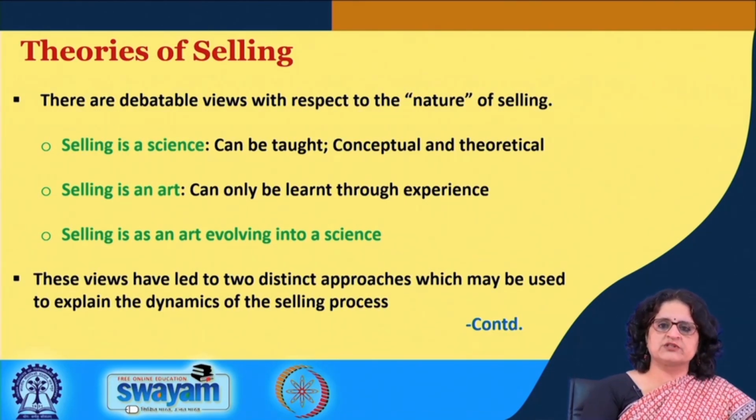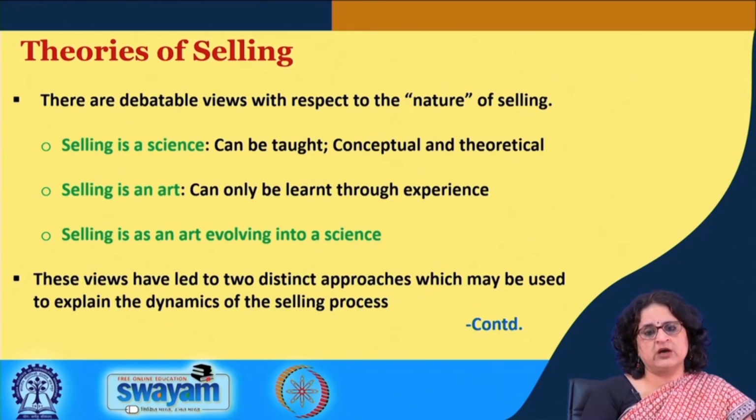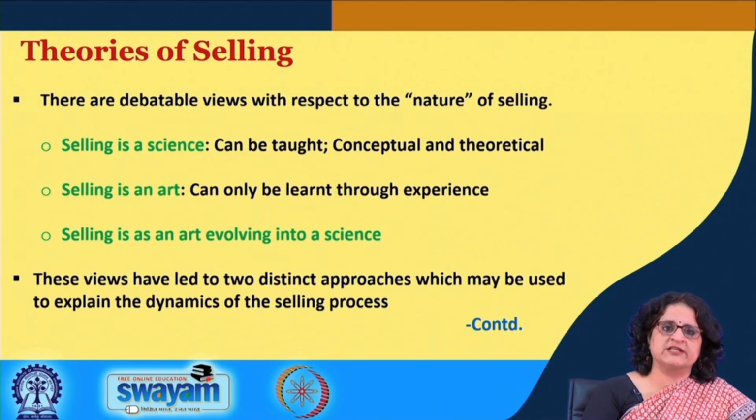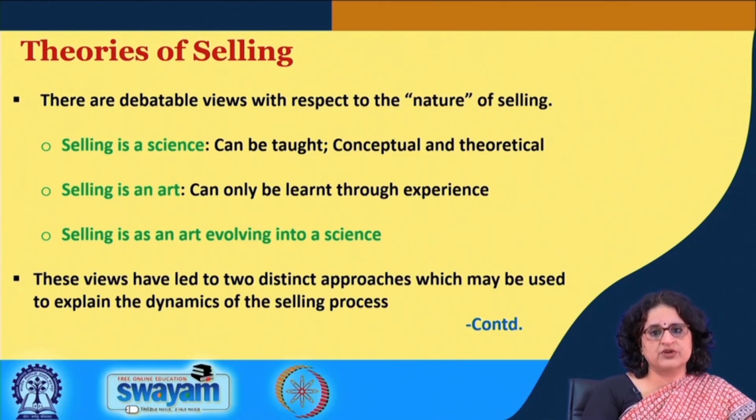There is another view which is a combination of the above two, which says that yes, it is an art, but it is evolving gradually into a science with the kind of theoretical knowledge and the base which already exists, and the kind of research that is being done. Certain principles can be formulated, certain procedures can be well laid out, certain operating procedures can be spelled out, and in this way selling becomes a science. So it is basically an art which is now evolving into a science. Now these three views have led to two very distinct approaches which may be used to explain the dynamics of the selling process.